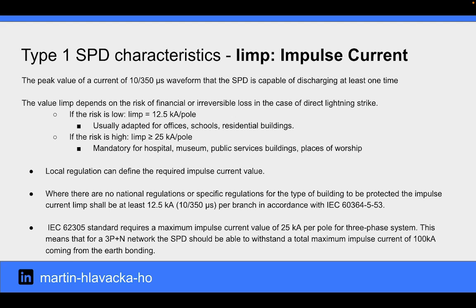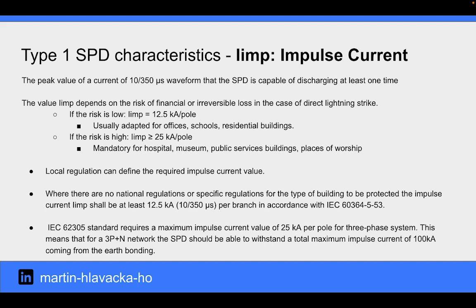Now let's talk about the specific features of each type 1 and 2 SPD. The impulse current is a characteristic of the type 1 SPD and is the maximum value of a 10/350 waveform current that the SPD is capable of discharging at least once. The value of the impulse current depends on the risk of financial or irreversible loss in the event of a direct lightning strike. If the risk is low, the impulse current value is equal to 12.5 kA per pole.